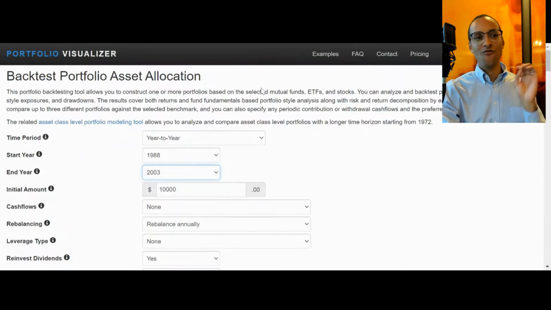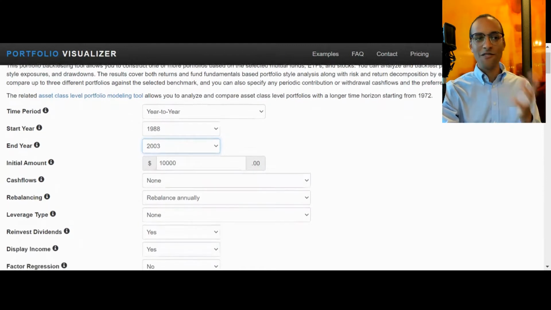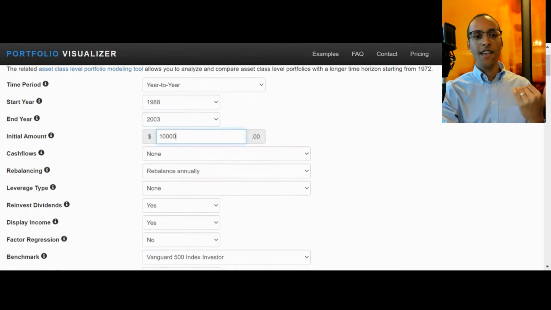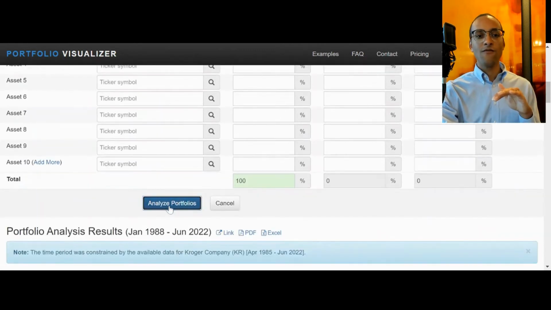So I'm here at this website. It's amazing. It's called Portfolio Visualizer. You can back test the performance of stocks over time, and it's totally free. So portfoliovisualizer.com, definitely check it out. I've been using it for years. So what we have here in 1988, this was when Kroger held off the hostile takeovers. And then 2003, this is the year that Jeremy Siegel published his book. So we'll look at that return time period first. And let's go ahead and see what we get.